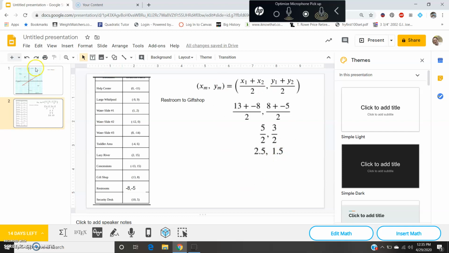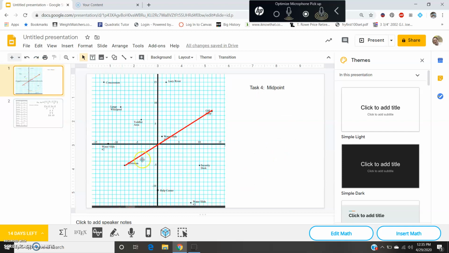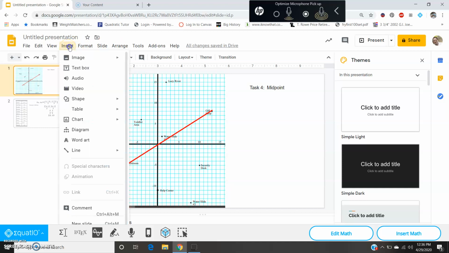So that I have the work for that. I'm going to check just to see how that looks. 2.5, 1, 2.5, up 1.5. I'd say we are good, and I might even want to, let's see how this works in Google Slides.